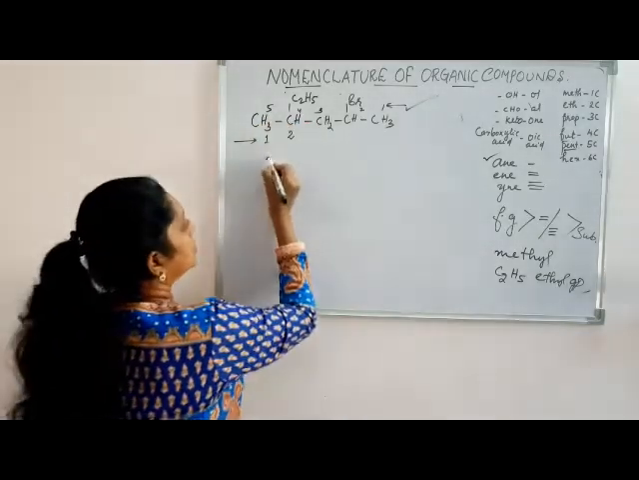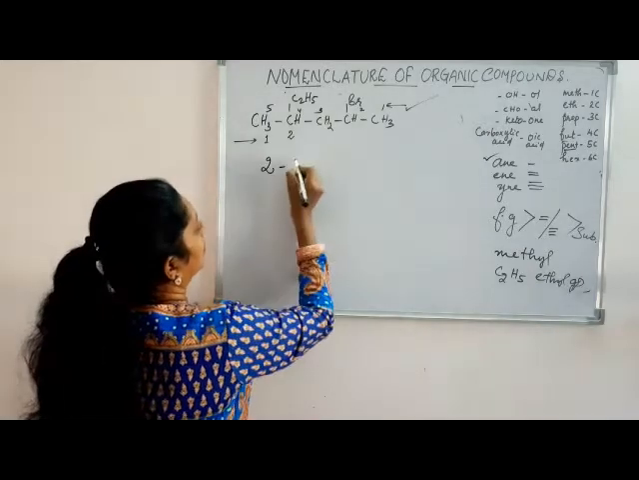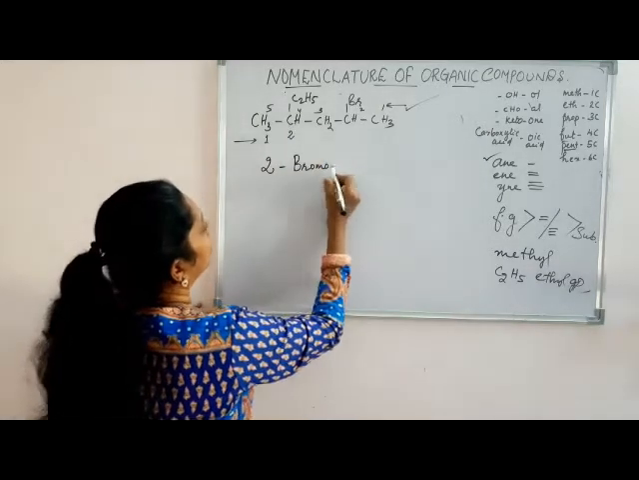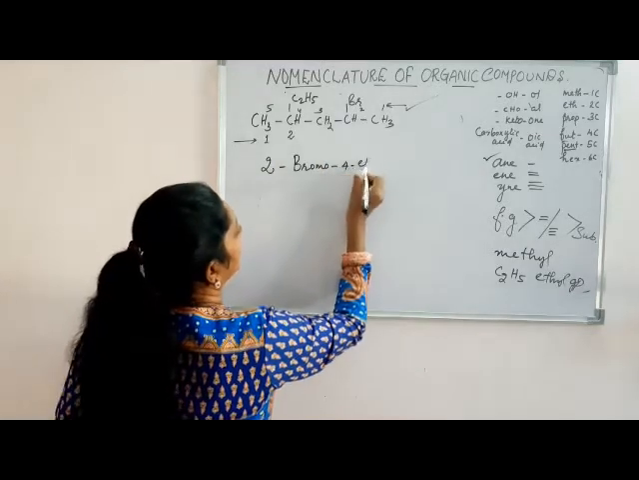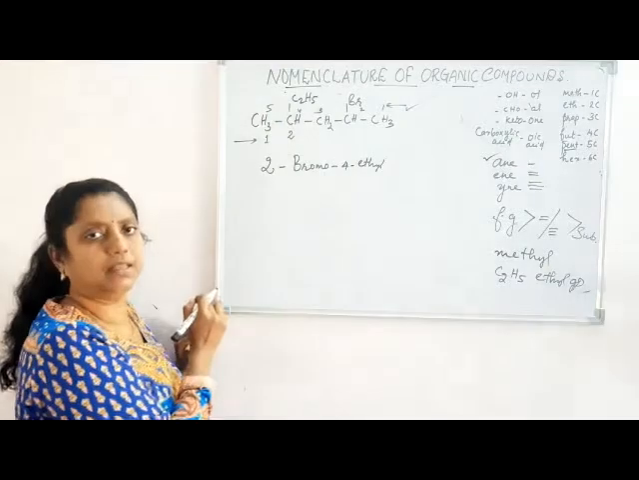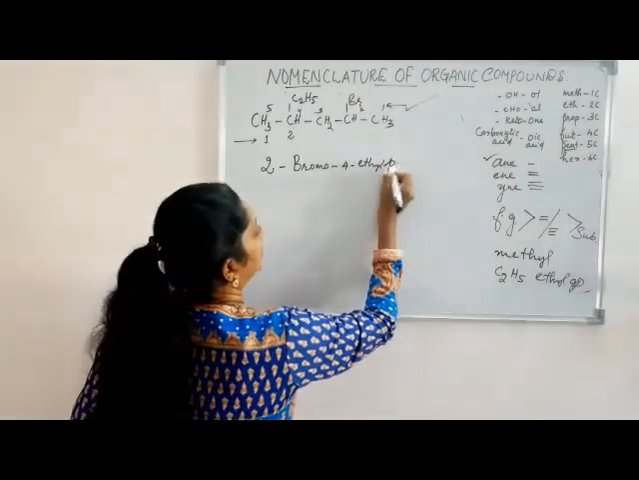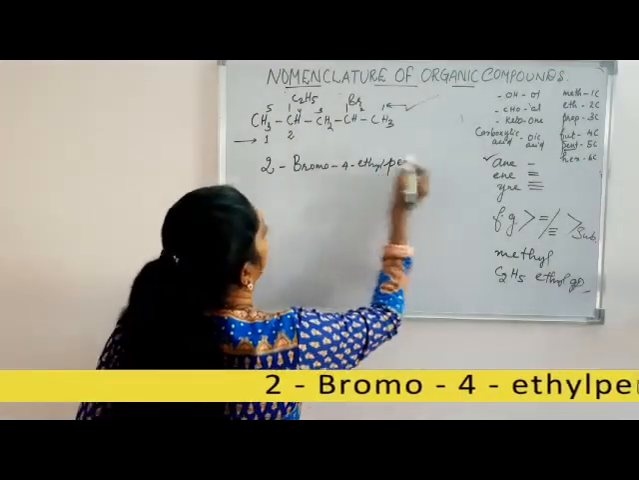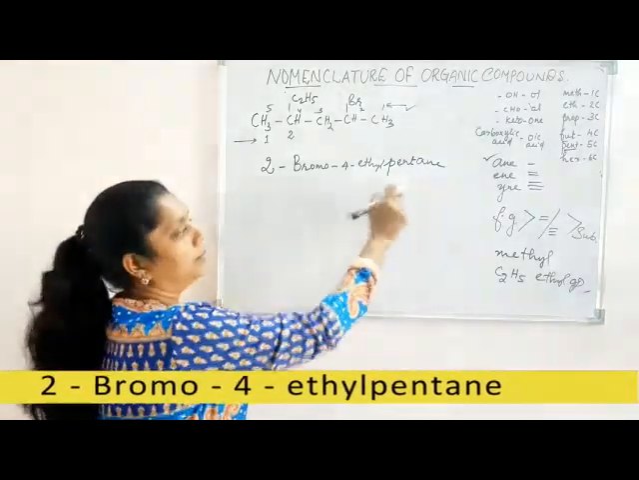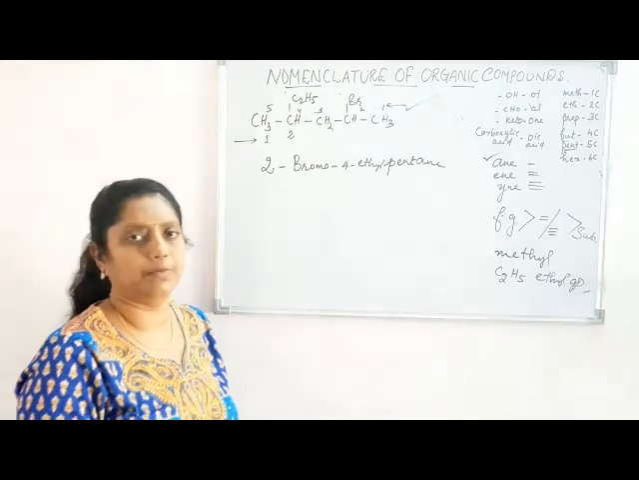And the molecule is 2-bromo, 4-ethyl, and 5 carbon atoms are here. So pent is the root word. Pentane. 2-bromo-4-ethylpentane is the name of this compound.